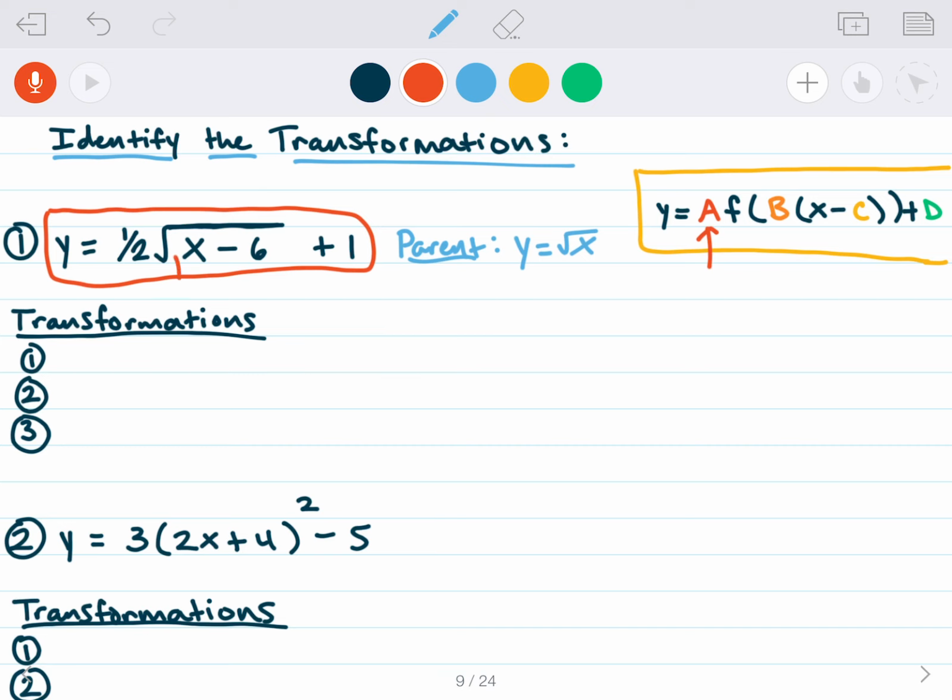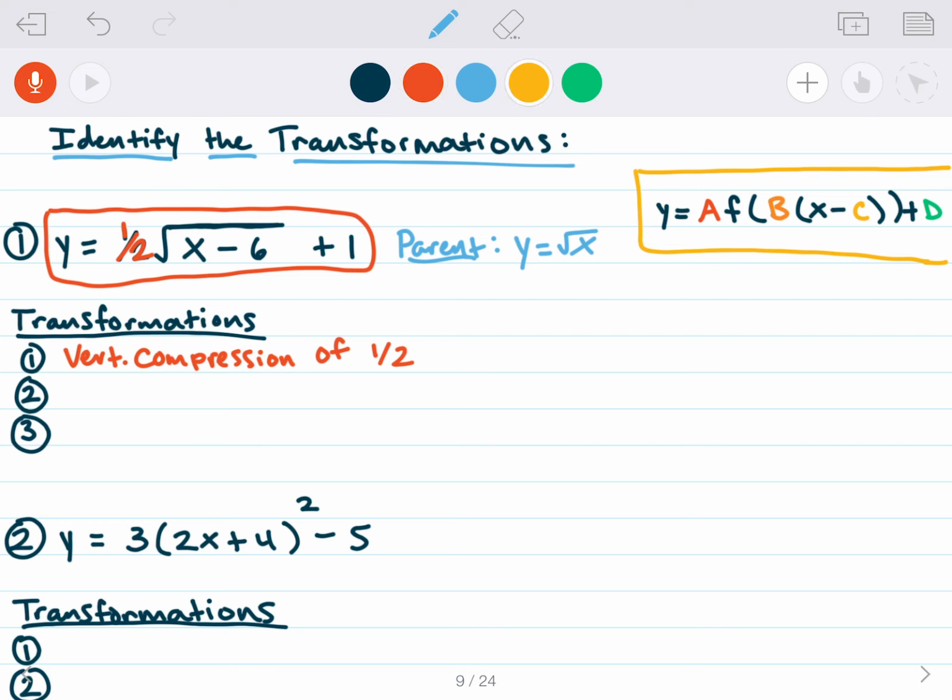Now, if the 1/2 was right there, then that would be a b value. That would be something that's affecting the graph horizontally. But since it's on the outside, that's going to be a vertical compression, right? Because the number is between 0 and 1. And so we have a vertical compression of a half. So that's our a value. Now, the b value, we don't have a number multiplied by x. It's just 1, so we don't really have a horizontal stretch or shrink.